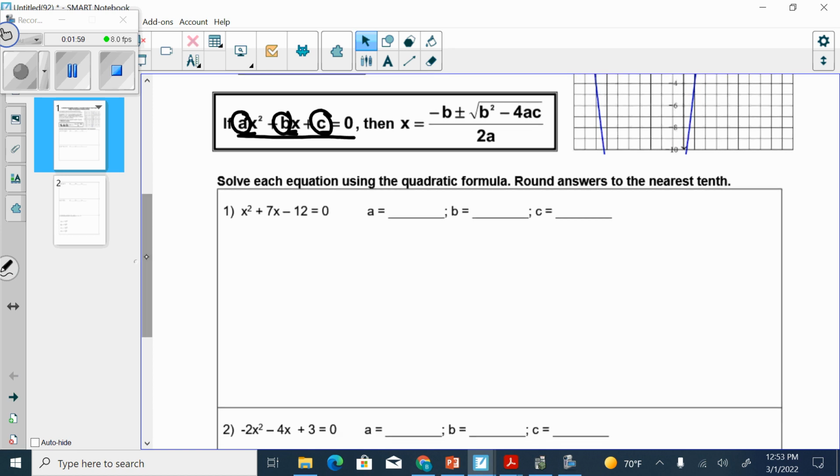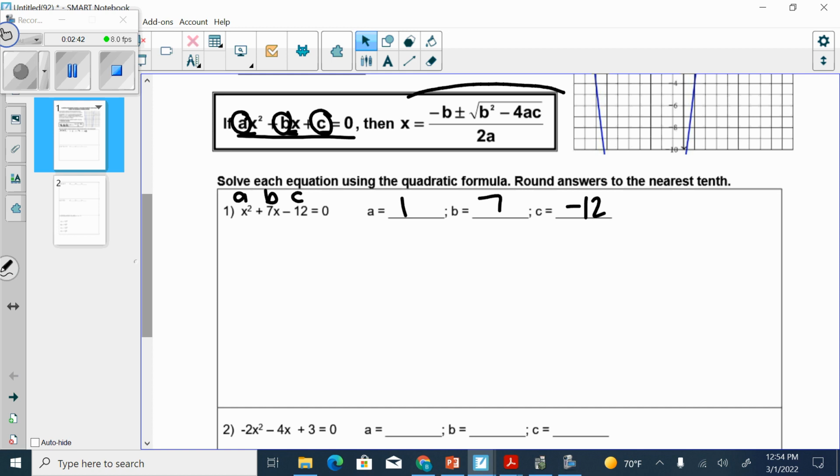Looking here at number 1, I first need to identify what my a, b, and c are. Okay? So a is supposed to be the term with x squared, b the term with 7x, and c the constant. Okay? It's supposed to be the number in front of those things. Well, is there a number in front of x squared? It's going to be an understood 1. Very good. What about in front of our b term? 7. Good. And what's our constant, c? Negative 12. Very good.